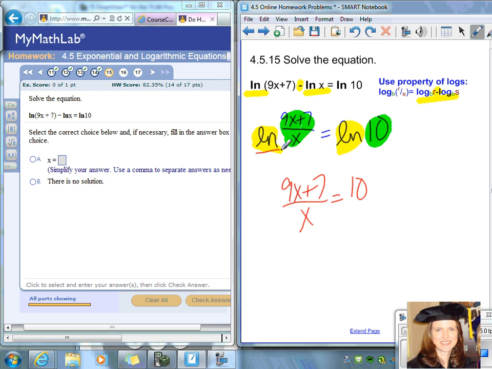See, if the natural log on the left is the same thing as the natural log on the right, then the argument on the left has to equal the argument on the right. So it's like we're dropping out those natural logs. So we get this equation 9x plus 7 over x equals 10.